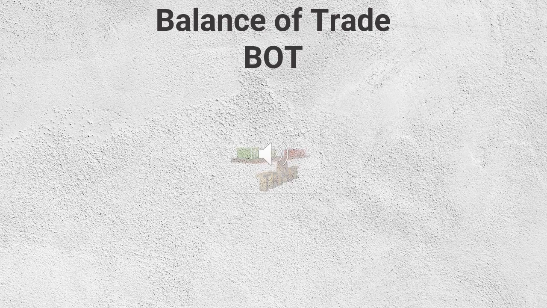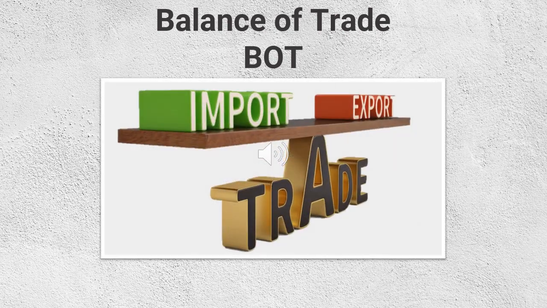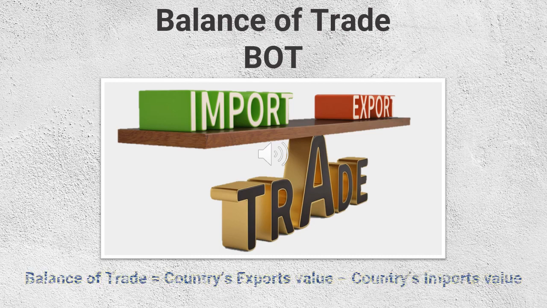Our last topic is balance of trade. We can define balance of trade as difference in value over a period of time between a nation's imports and exports of visible goods and services. We can understand it with the help of formula of balance of trade, which is country's exports minus country's import. For example, if a country has more exports and less imports, its balance of trade is positive. Whereas if a country has less exports and more imports, then its balance of trade is negative.